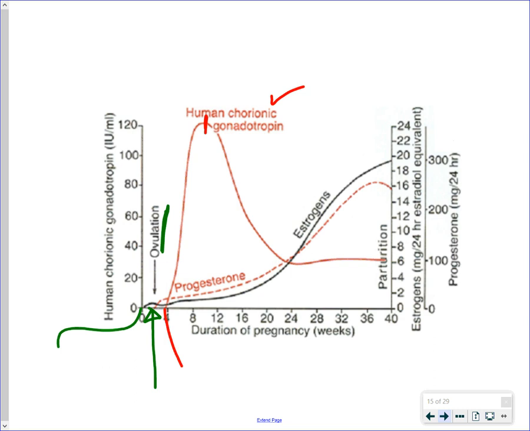If we take a look at the other two hormones here, notice that both the progesterone and the estrogen are going to be increasing. And as we saw, after about this point here, it's going to be the placenta that takes over the role of producing both of these female sex hormones, and a minor amount would then be produced by the corpus luteum. So as the placenta gets larger and larger, huge amounts of these are produced.